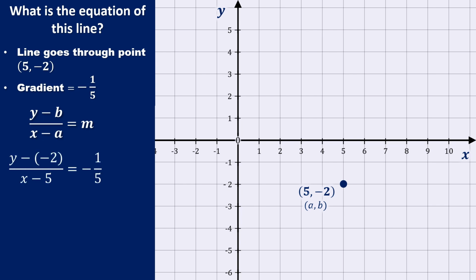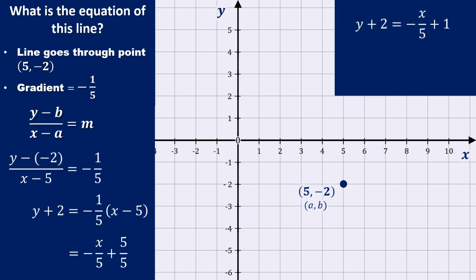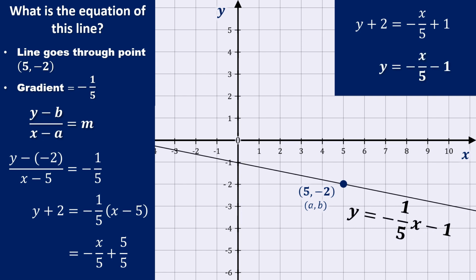Multiply both sides of the equation by x minus 5. Minus 1 times x is minus x, and minus 1 times minus 5 is 5. 5 divided by 5 is 1. Subtract 2 from both sides of the equation, and this is the equation of the line, where the gradient is minus 1 over 5, and the y-intercept is minus 1.